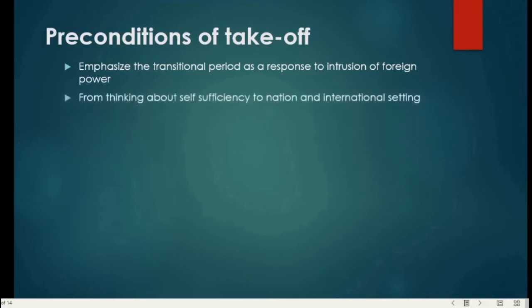And what kind of change is he talking about? He's talking about people transitioning from thinking about self-sufficiency to thinking about nations and international settings. So we have to think in terms of nation rather than in terms of our own society or our own family unit, and even think about how to take advantage of the international setting. So he was really talking about a change of thinking here.